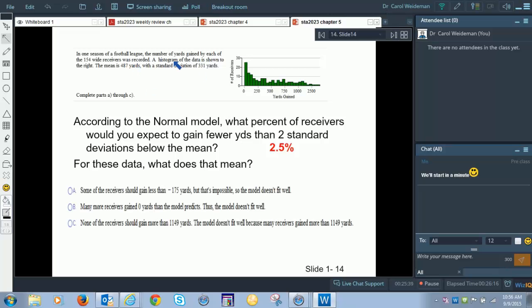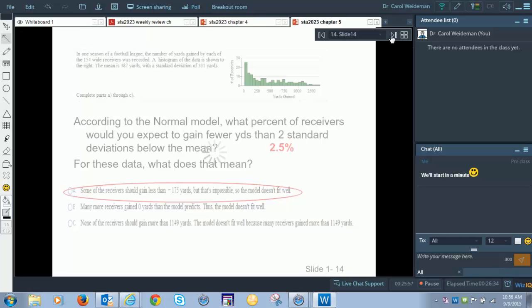For this data, what does that mean? Okay, so let's go ahead and calculate. Let's take 487 and subtract 2 standard deviations. We're actually going to get 487 minus 2 times 331. We're going to get a negative number, which doesn't make any sense, does it? It says they should gain less than negative 175. So this model doesn't fit very well.